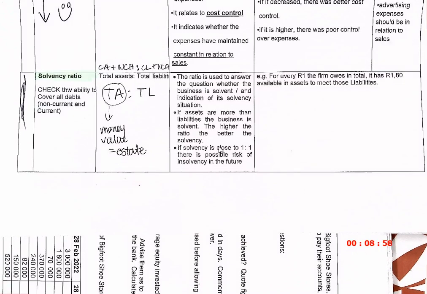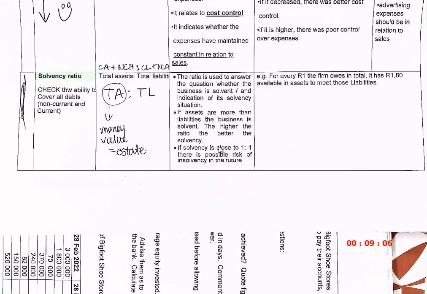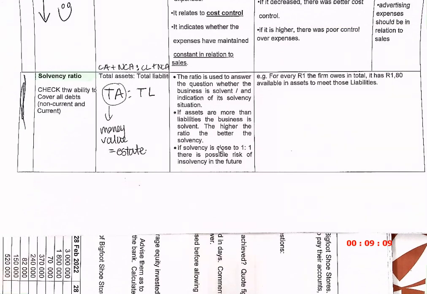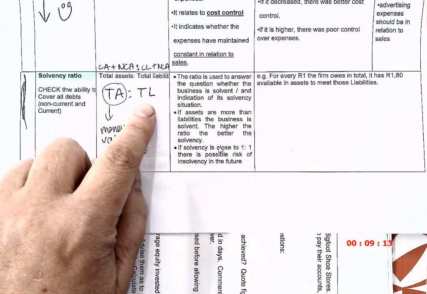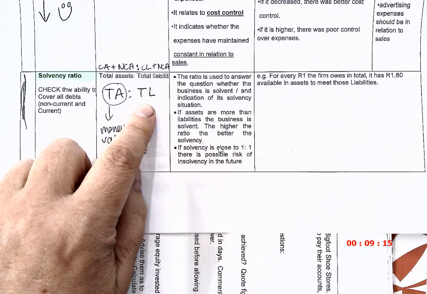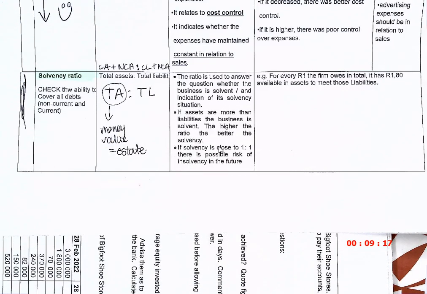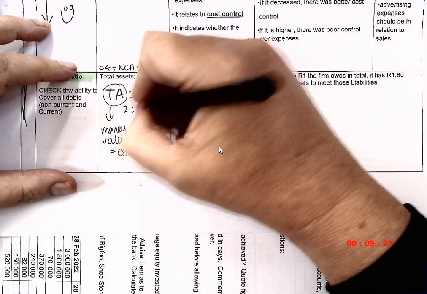Because I want to see, can I pay my mortgage loan that's 20 years long? Will I be able to pay that? So obviously, you want it to be at least 1-to-1. What does that mean? It means for every 1 rand of assets, I've got 1 rand of liabilities. But the ideal is to have it 2-to-1 or more.